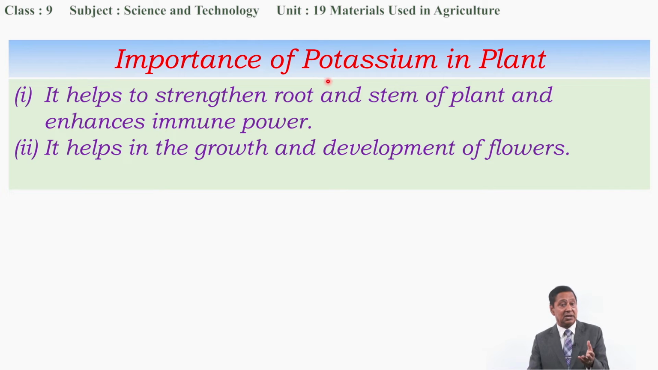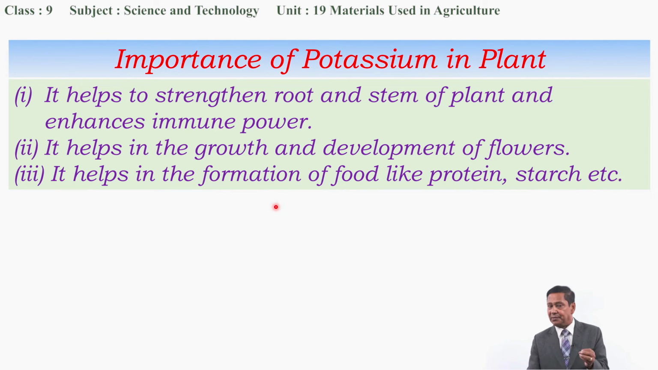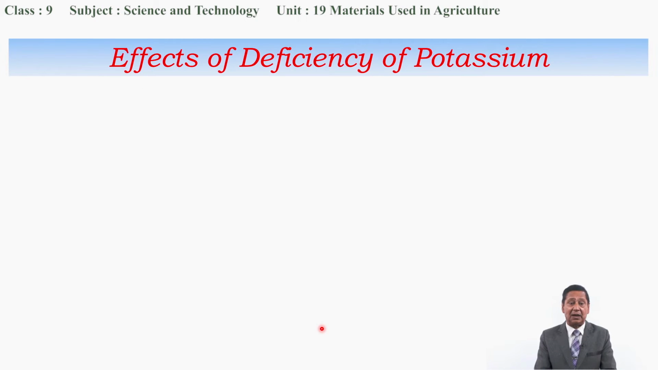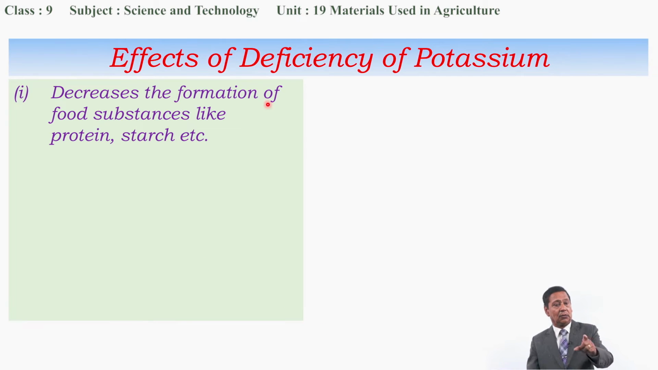If there is a deficiency of potassium, then growth and development of flower wouldn't be proper. Next is it helps in the formation of food like protein, starch, etc. This is just the help. The major synthesis of protein takes place because of the nitrogen. These are the importance of potassium in plant. Now what happens if potassium is deficient? I mean to say effect of deficiency of potassium. What can happen? It decreases the formation of food substance like protein, starch, etc., and the plant won't be healthy.